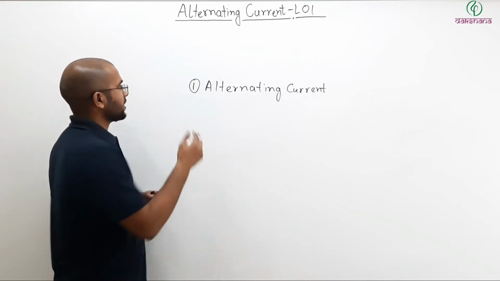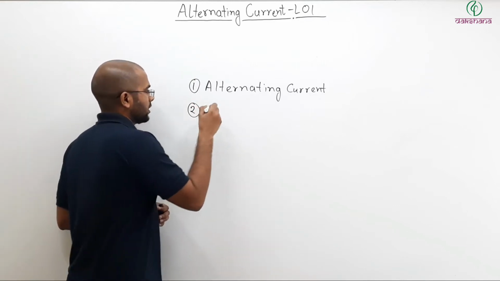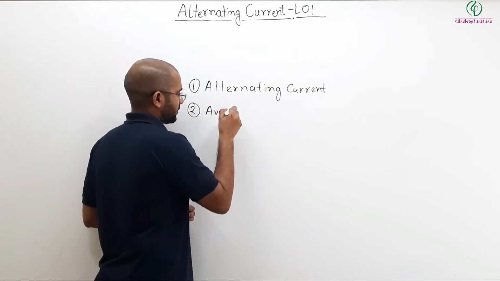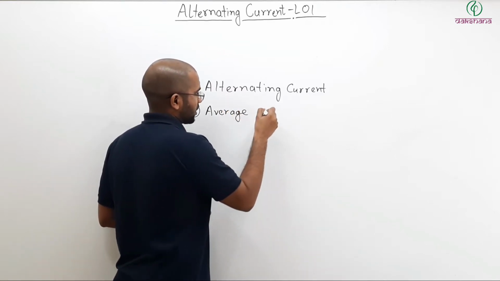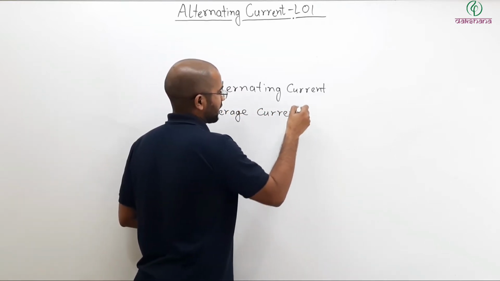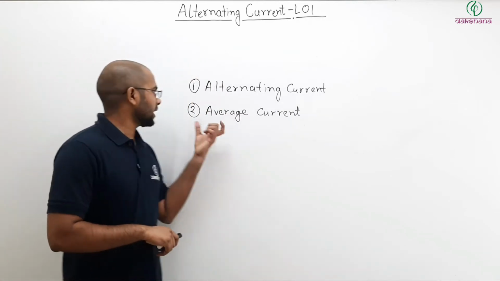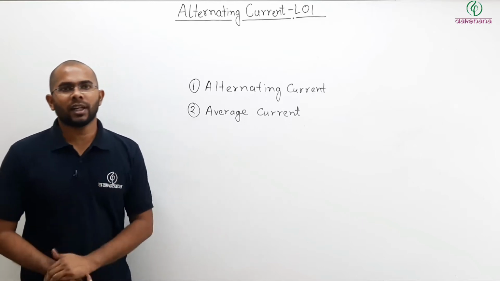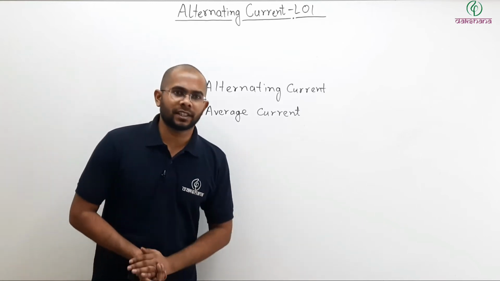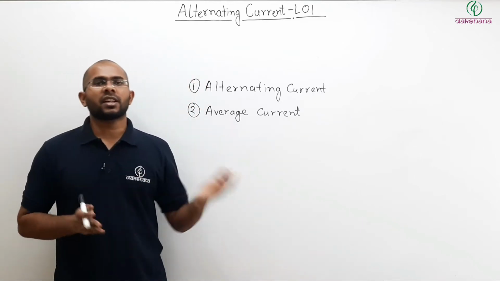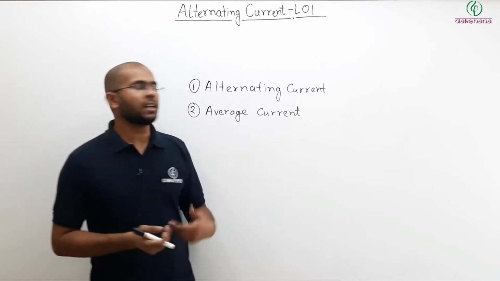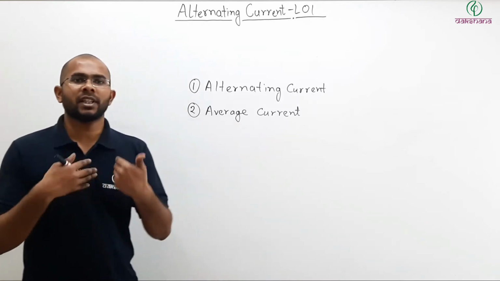The second thing we will talk about is what is average current in case of alternating current. We will see how we can calculate the average of an alternating current, because alternating current changes its direction. So we will see what is average current in case of an AC.